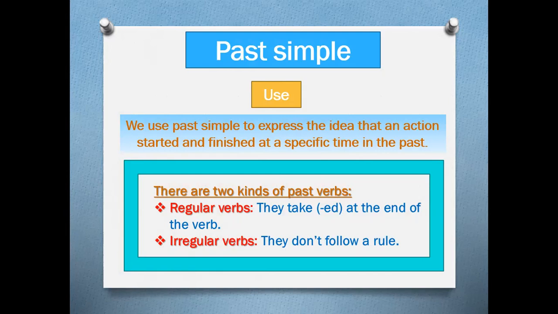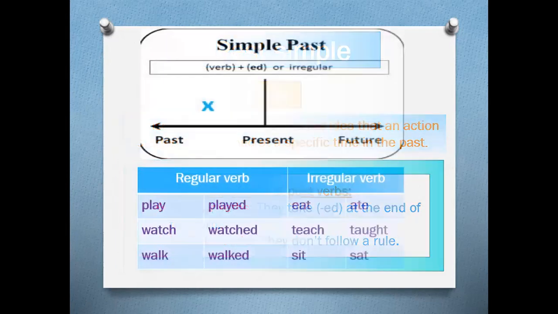عندنا النوع الثاني منهم it is the irregular verbs. They are the verbs which do not take ed. They do not follow this rule, like eat, ate, cut, cut, buy, bought. So it is the verb to which is the irregular one. They don't follow the rule.